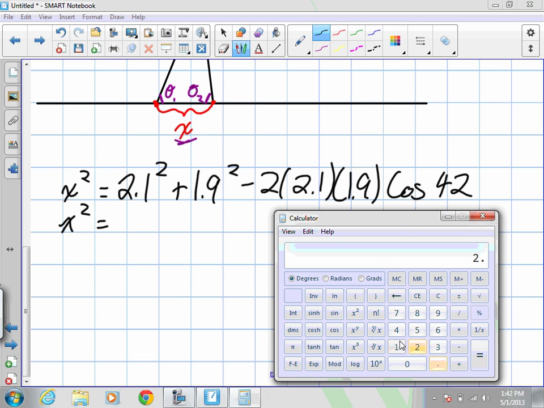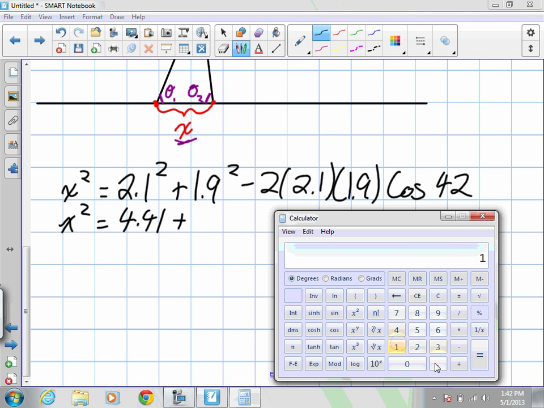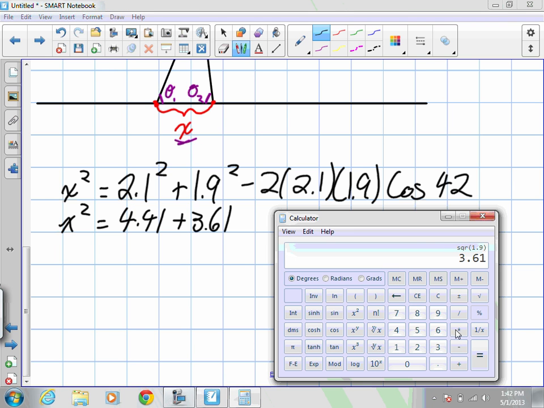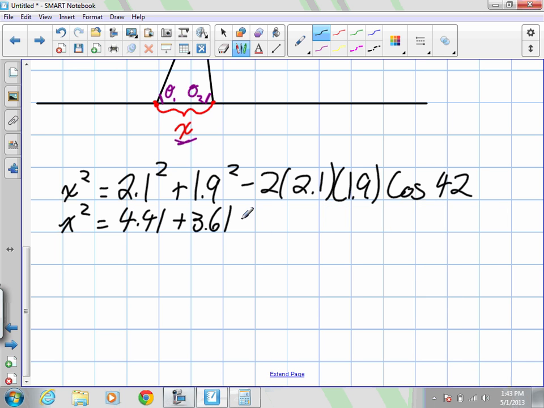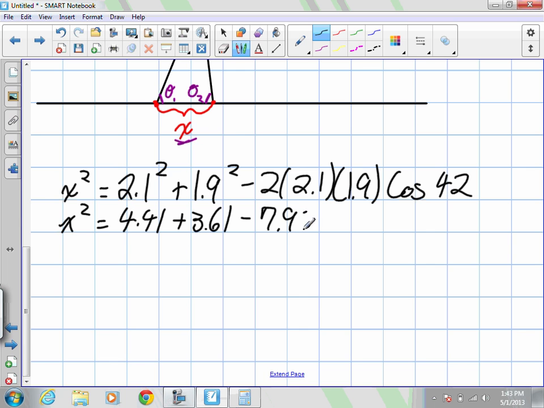2.1 squared, 4.41, plus 1.9 squared, 3.61. Then this becomes negative 2 times 2.1 times 1.9. So 2, when it's negative, times 2.1 times 1.9, negative 7.98, cos 42.